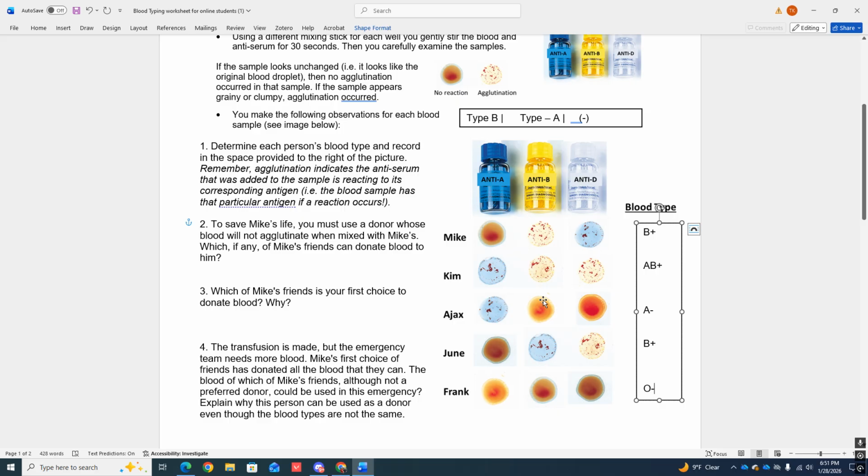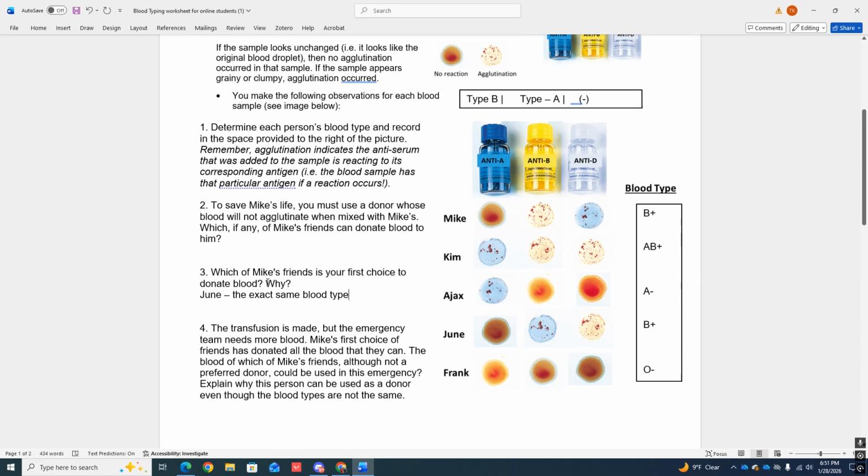You always want to match up the first choice as being someone that is the exact same blood type, okay? So June here is our first choice, all right? June is the ideal candidate because she has the exact same blood type as Mike. So she's my first choice, okay? The exact same blood type.